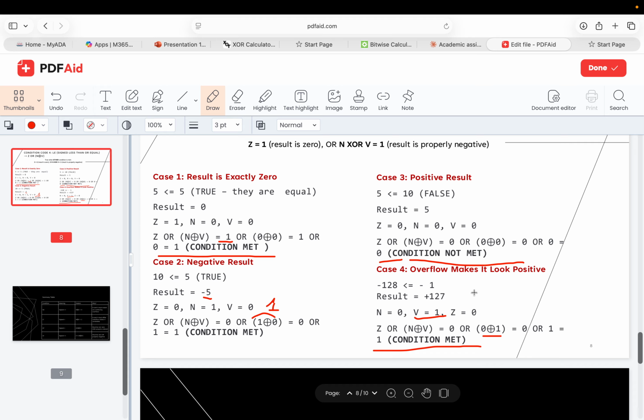actually, which means that negative 128 is less than minus 1.